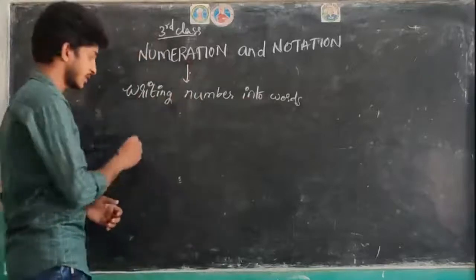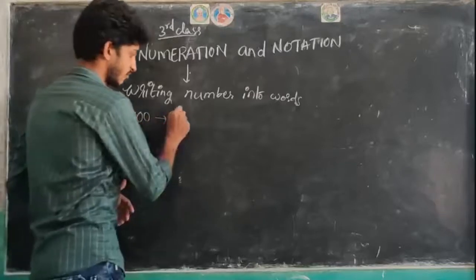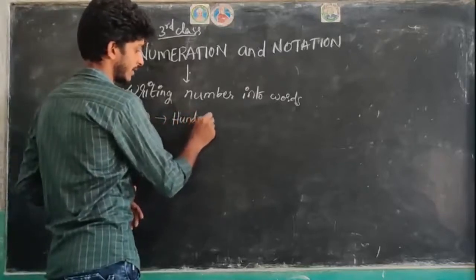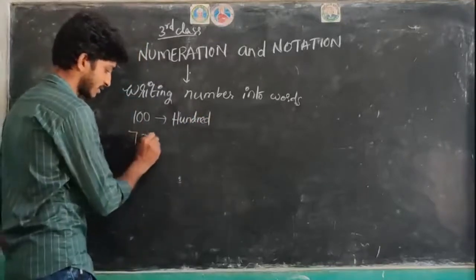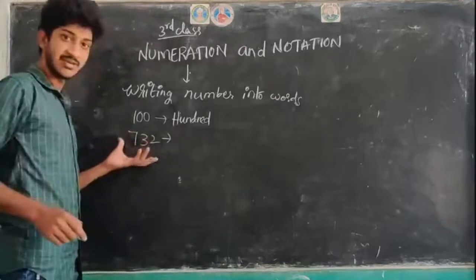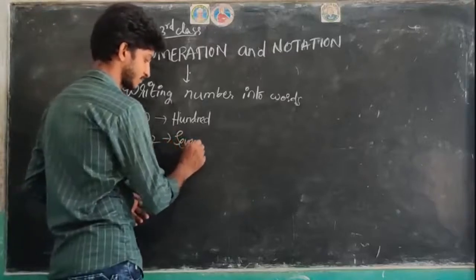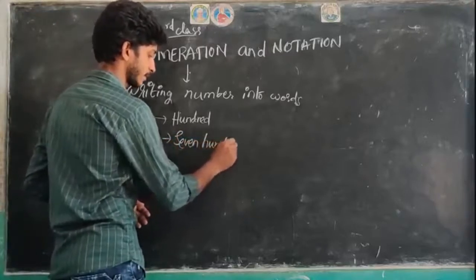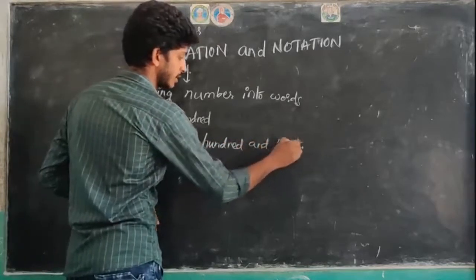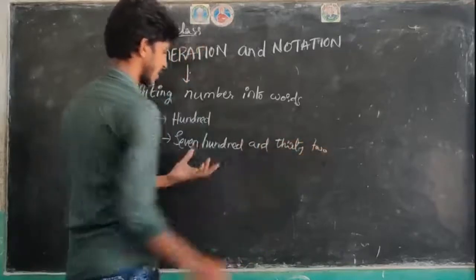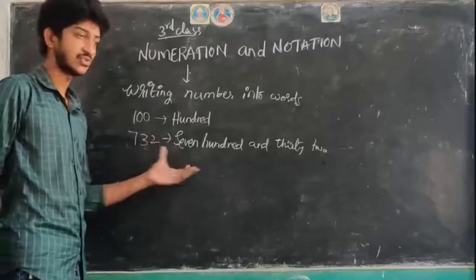For example, if you see 100, how can you write this in word form? This is the word form of 100. And 732, we can write this in a word form as 700 and 32. This is the numeration of the numbers. Numeration means word form. We have to write the numbers into word form.